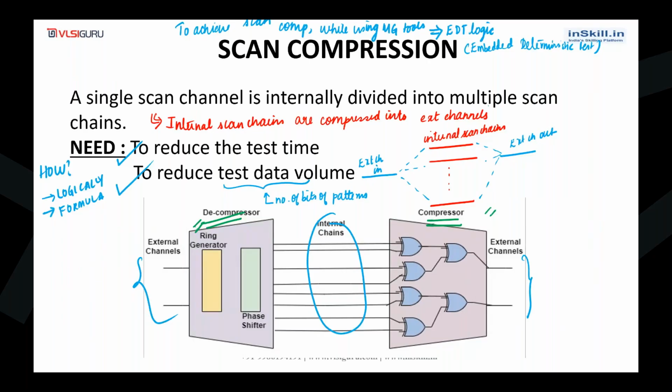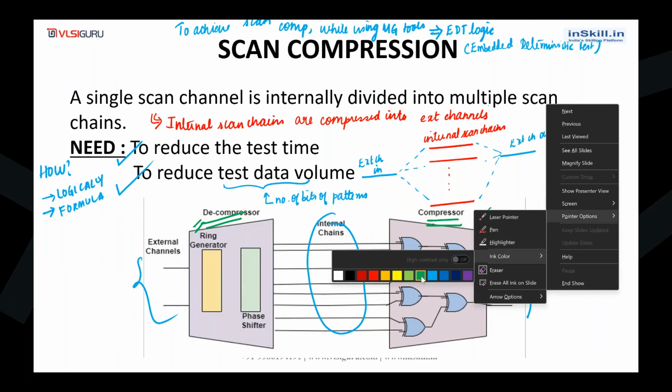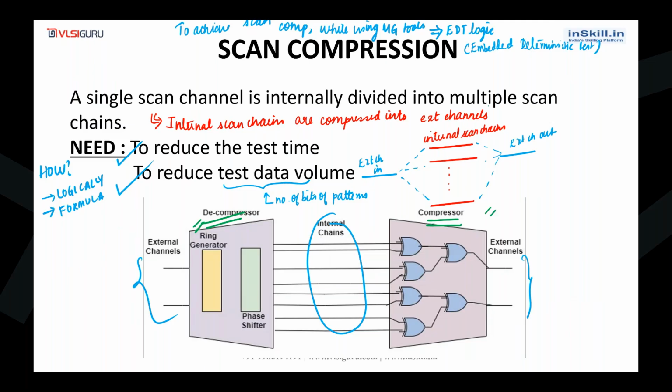So to achieve scan compression with Mentor Graphics tools, you add a logic called EDT, embedded deterministic test. Between the internal chains and the external channels you see components like the decompressor and compressor, which are part of the EDT logic. The EDT logic has 4 components.